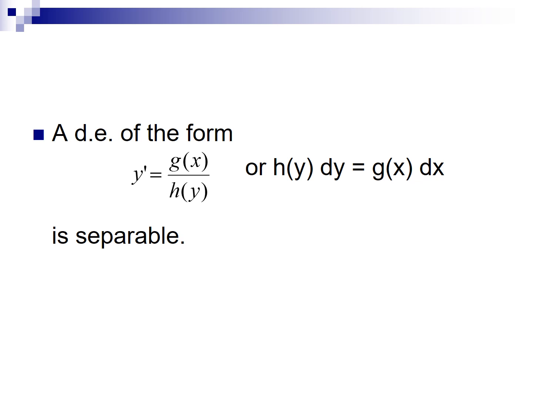A differential equation of the form y prime is equal to g of x divided by h of y, or it might be written in terms of differentials, so it may be h of y dy is equal to g of x dx, or it may be some variation that if you move things around you can get it in one of those two forms, is said to be separable. So the idea is going to be, we're going to put all the things with the y on one side of the equal sign, all the things with the x on the other side of the equal sign. We're going to separate the variables.